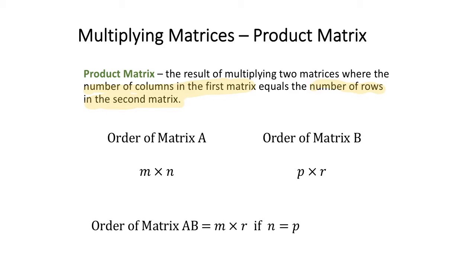So if we've got two matrices and we don't have the same number of columns in the first matrix as we've got rows in the second matrix, then we cannot use this method. So we can test it.